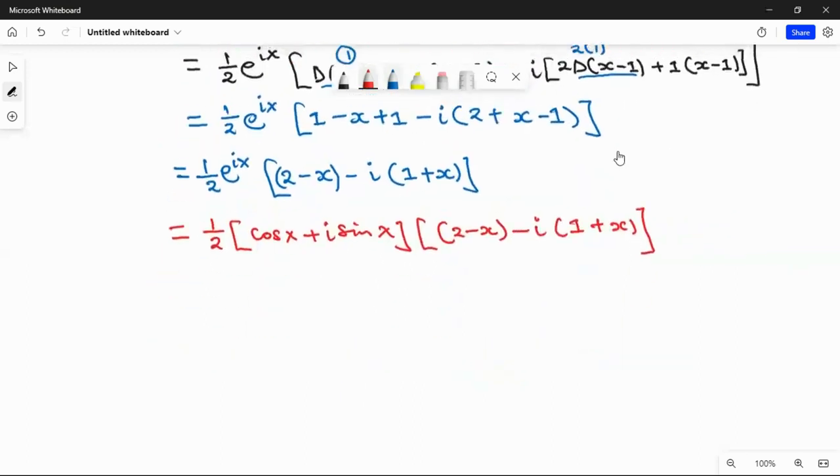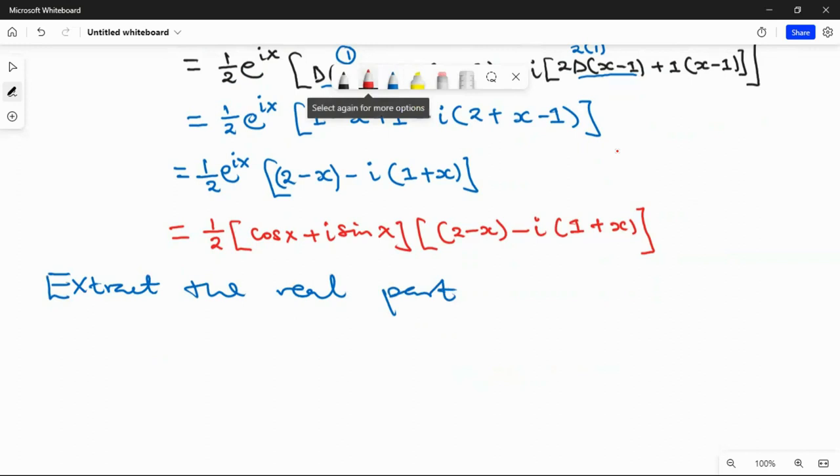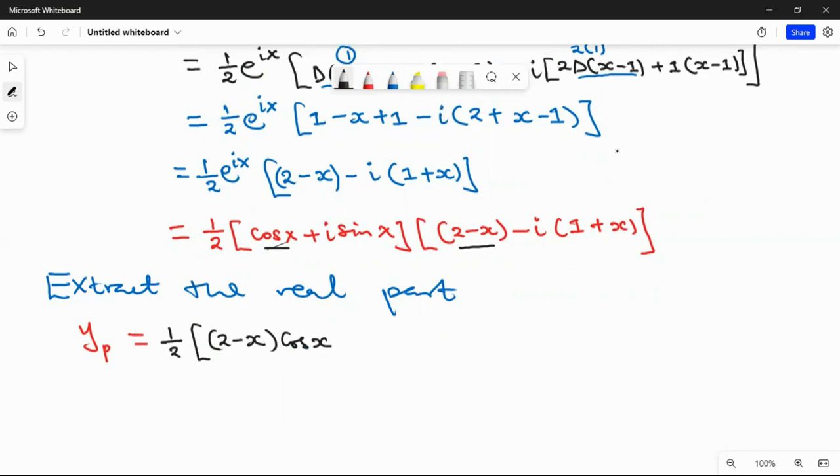So I can write here that extract the real part. When you do so, you are going to get y subscript c, subscript p, I mean, to mean particular integral, is equal to. Now, what will give us the real part is when I multiply cos x times 2 minus x. Those will give us the real part. So this is the same as 1 over 2 in bracket 2 minus x times cosine of x.